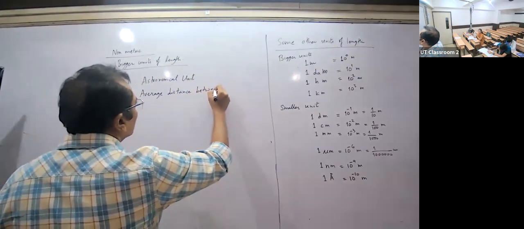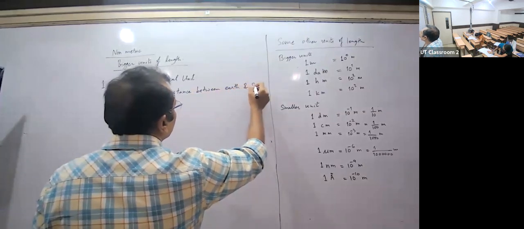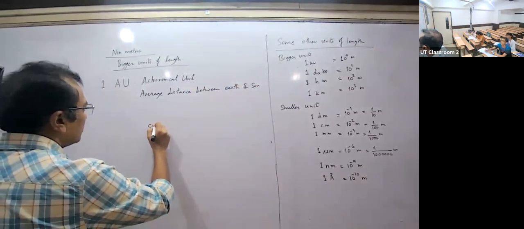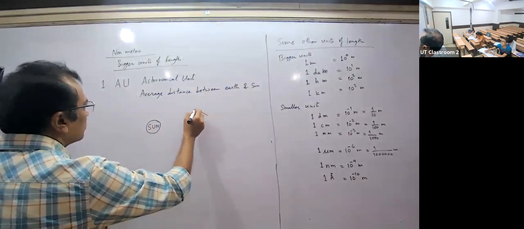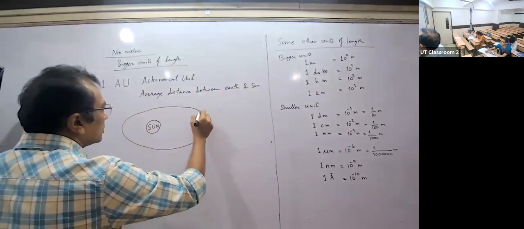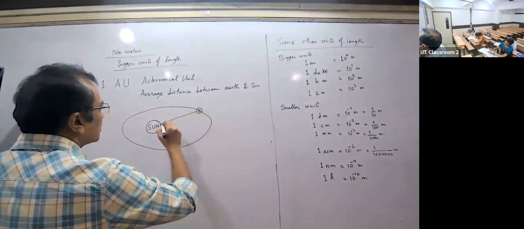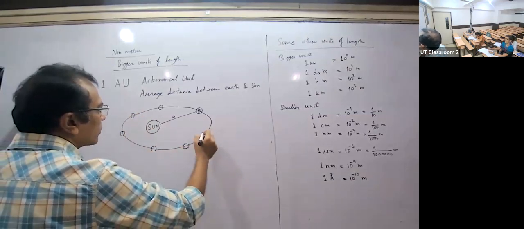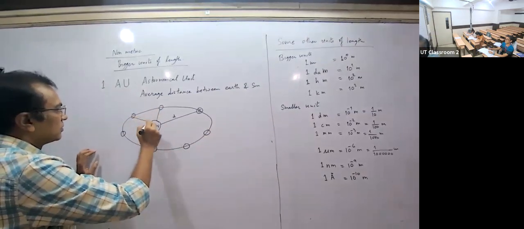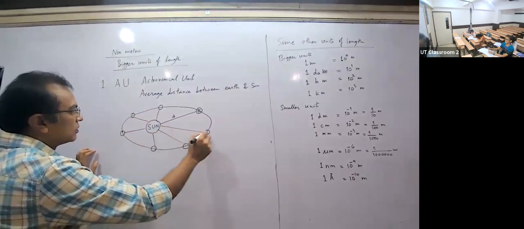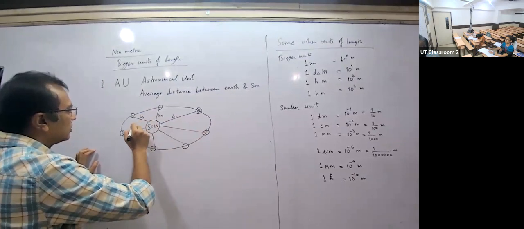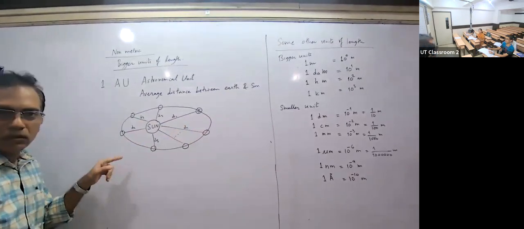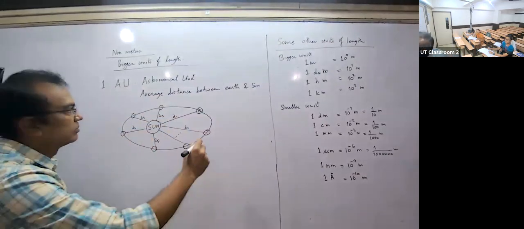Between Earth and Sun. Why are we calling it average distance? Because Earth revolves around the Sun in an elliptical orbit. So let's say this is Earth. This distance keeps changing depending upon different positions of Earth. So you take the average of all these distances, d1, d2, d3. When you take the average of all the distances, that is the astronomical unit.